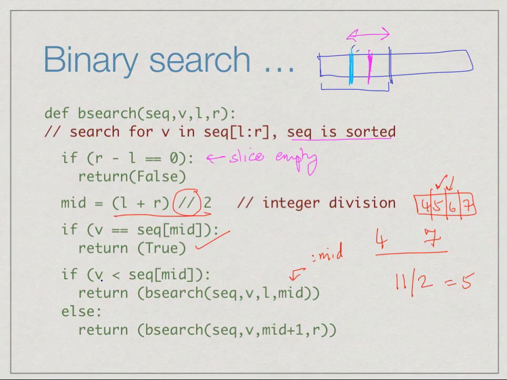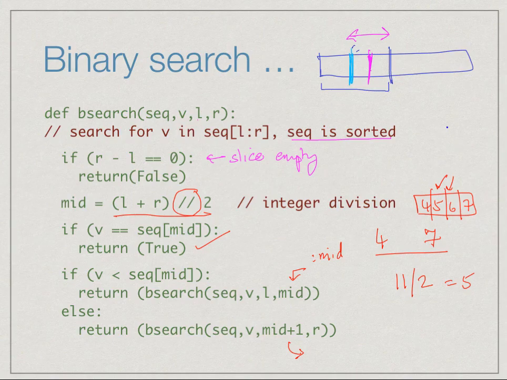Right? So if the value that we are looking for is not the value at the midpoint and it is smaller than the midpoint, you look to the left. Otherwise, you look strictly to the right. You start at mid plus 1 and go up to the current right value. Right? So this is a recursive function. It will keep doing this. At each point, the interval will halve.